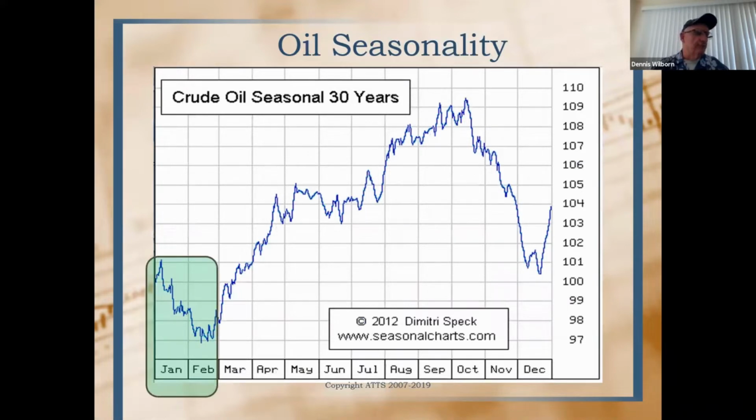Clearly, oil had a really great sell-off and basically followed its seasonality. So I don't know what people were freaking out about. I mean, oil did what you'd expect it to do during the seasonality pullback.